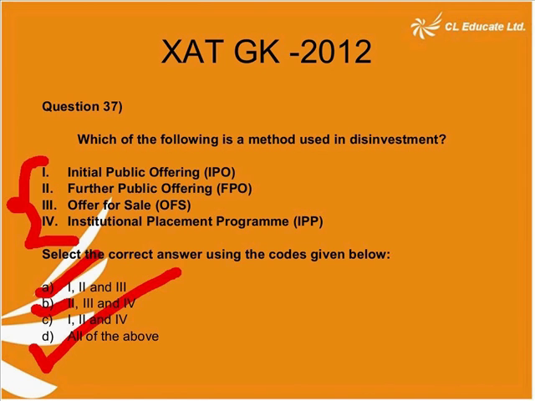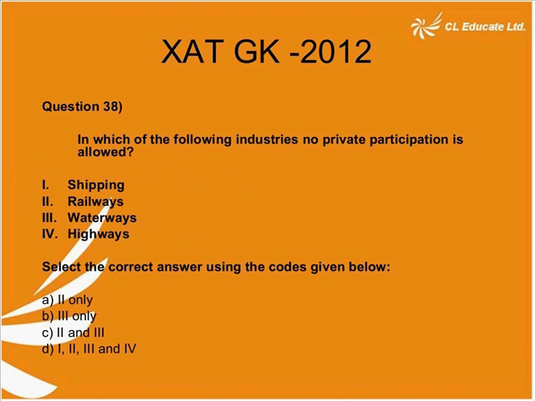Question number 38. So last one, all of them were correct. In which of the following industries is no private participation allowed? Shipping, railways, waterways, highways.